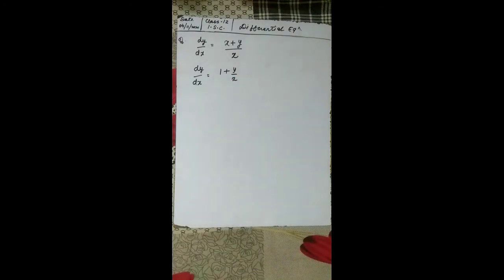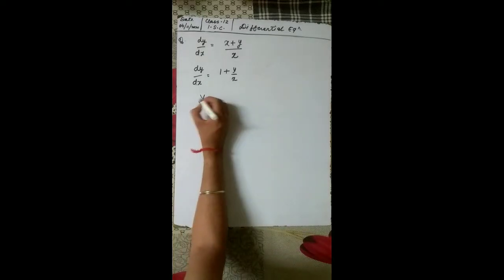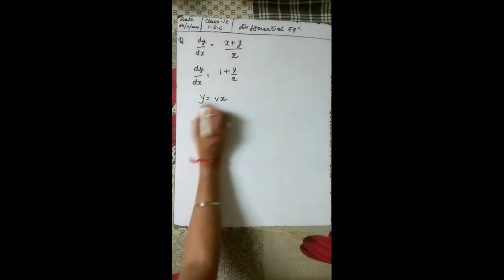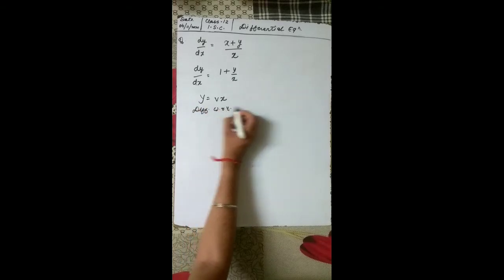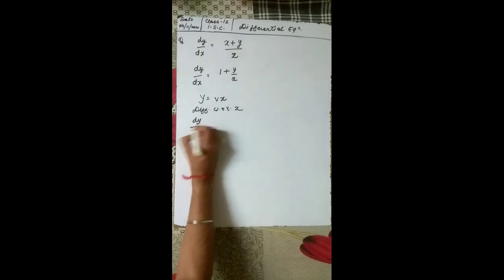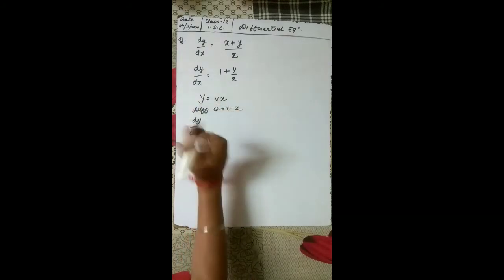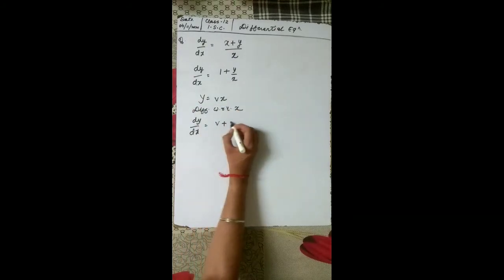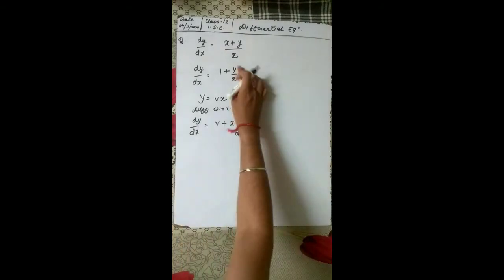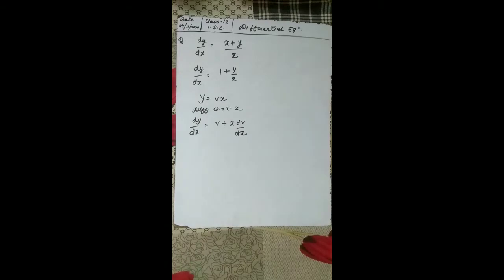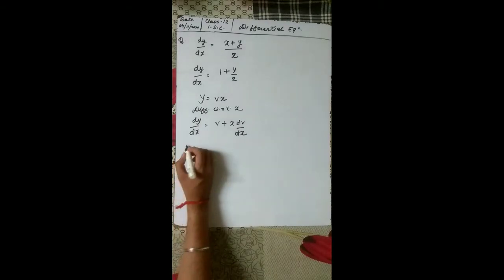As I told you, for solving the homogeneous differential equation, we put y equal to vx. Differentiate both sides with respect to x, so you'll get dy/dx. In place of y we can put vx, and in place of dy/dx we can put v plus x dv/dx. So substitute it.